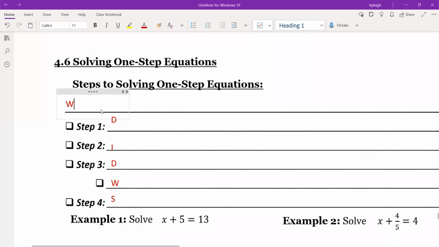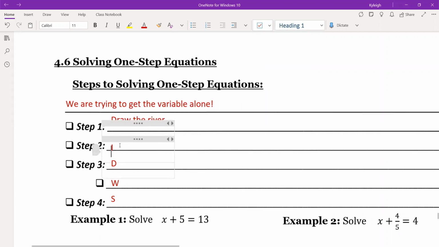Okay, so now we're going to start solving one-step equations. So we have to get the steps down first. The whole point is that we are trying to get the variable alone. So whatever the variable is, we're trying to get it alone. So first thing is we draw the river. You probably heard about that from last year.